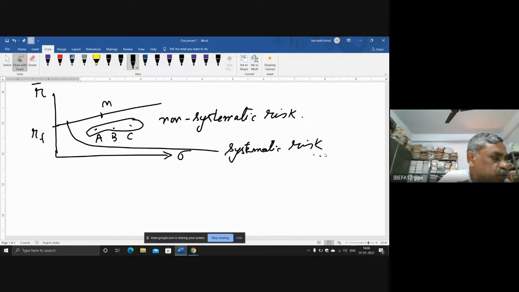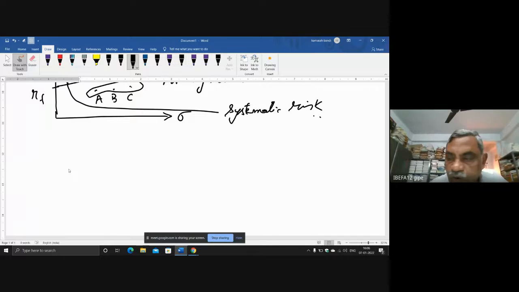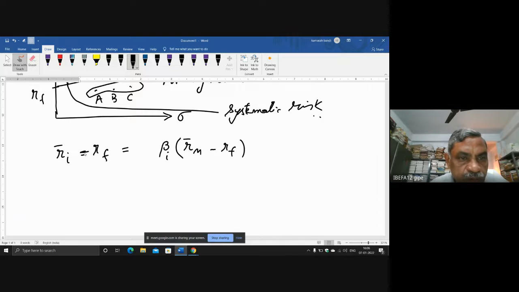Okay. Now there are also other measures which I think I should introduce now. Is it that the CAPM relation always holds good? That is R bar I equals RF, which is equal to, let me write with some gap, beta I times R bar M minus RF. This is your typical relation, sorry, minus. Just read this as minus.